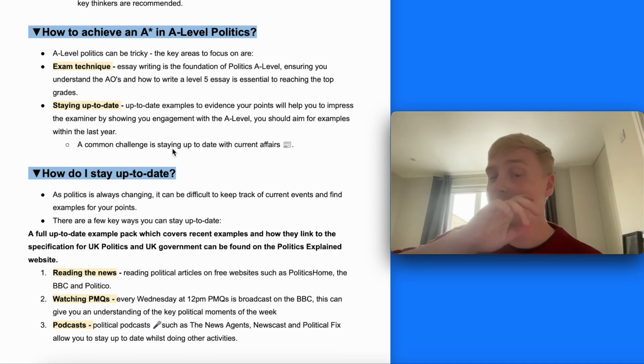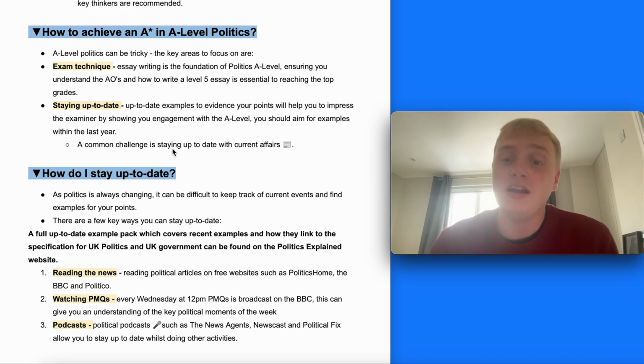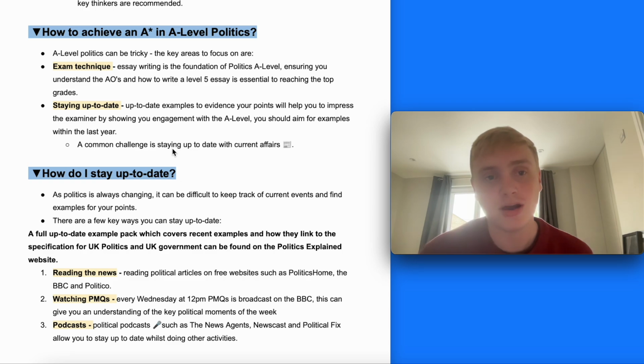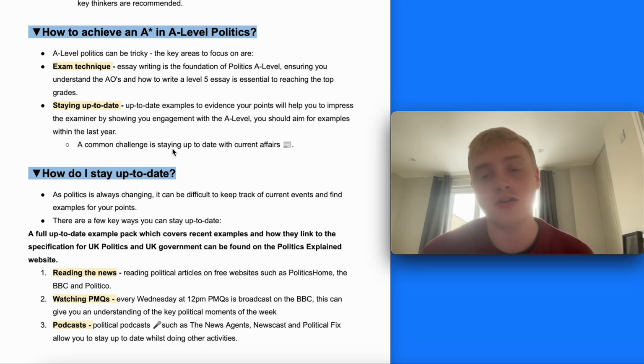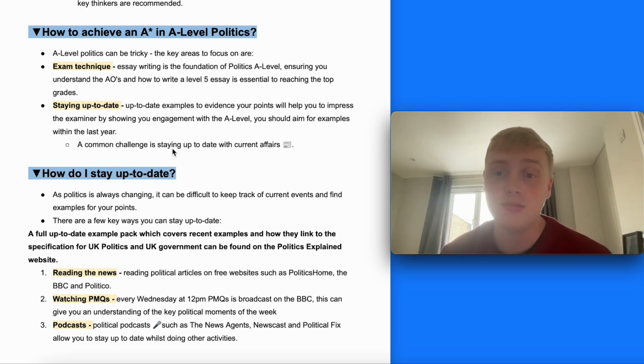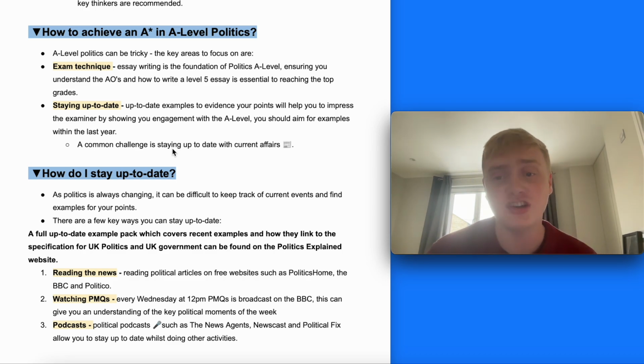How then do you achieve an A-star in A-level politics? A couple of things. First thing is really knowing the exam technique. Essay writing is the foundation of A-level politics. You need to understand the AOs and know how to write an A-star level essay. You need to make sure you're having enough judgment, having complex enough judgment. You need to have complex analysis. You need a really well-structured essay.